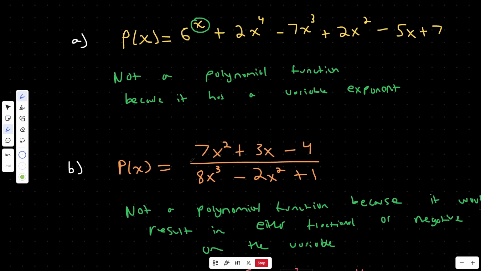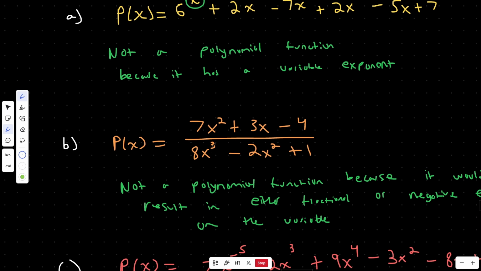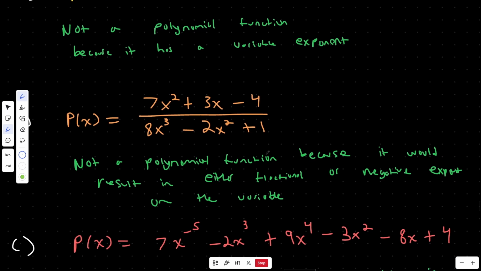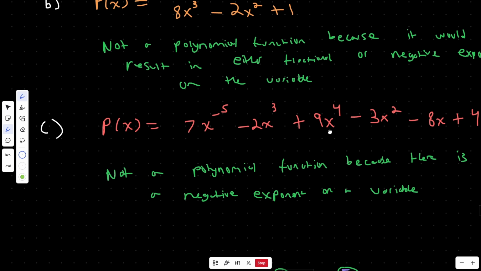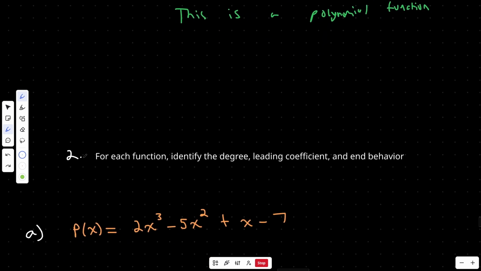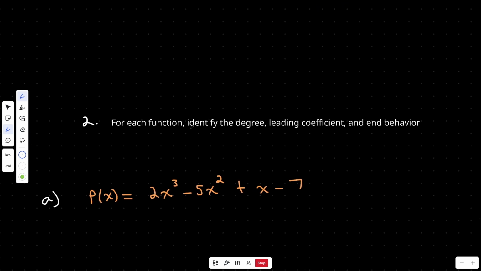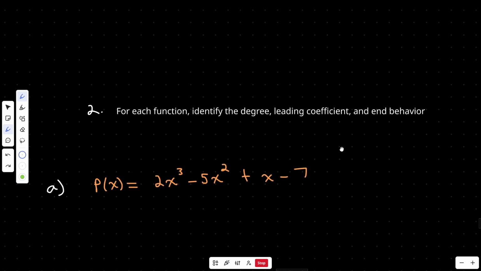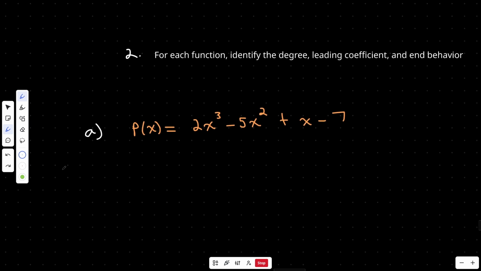And yeah, this also ties into the first point I mentioned. If you're dividing by something, make sure your exponents don't become fractional or negative. Otherwise, that would not be possible. So let's keep going on. Let's move on to question number 2. It says for each function, identify the degree, leading coefficient, and end behavior. All right, so let's start with degree. So we can say degree.